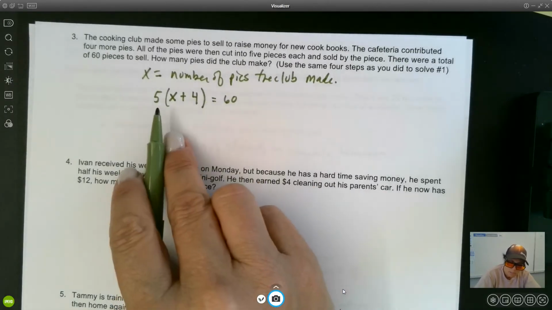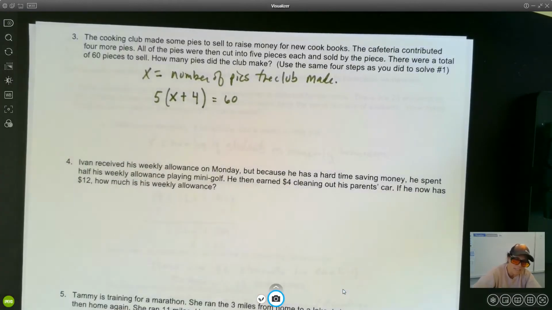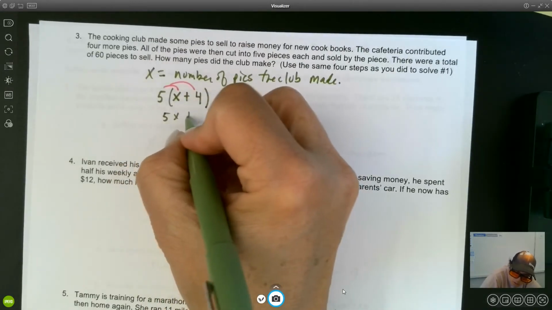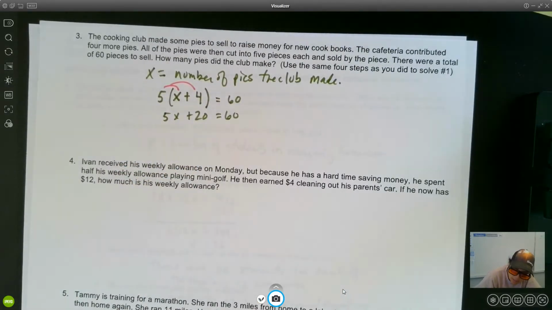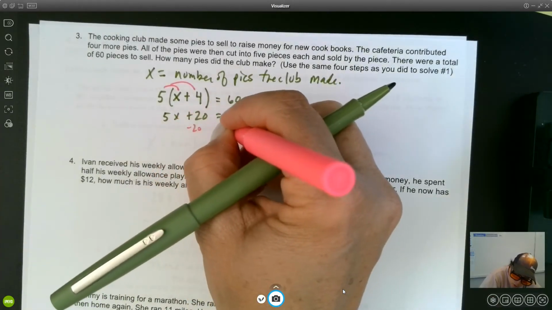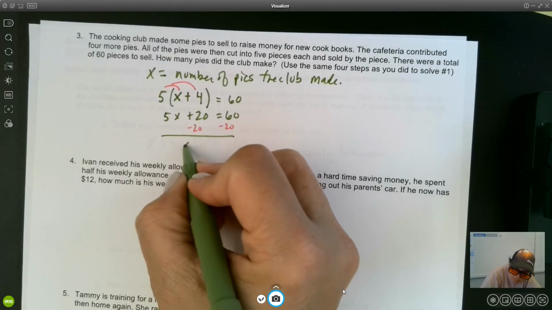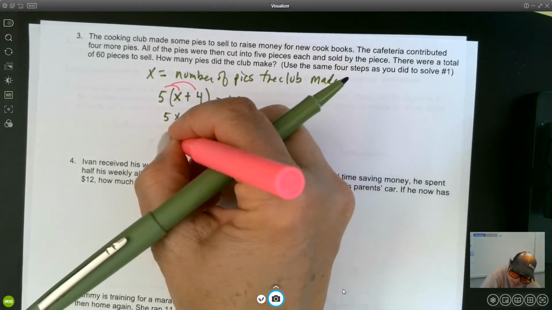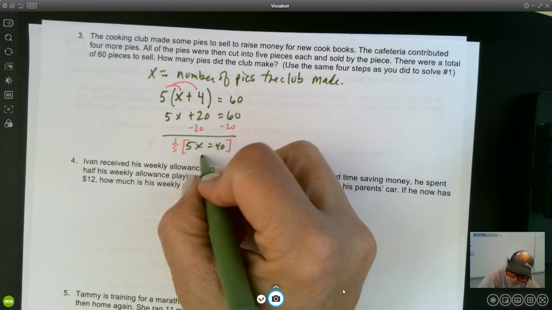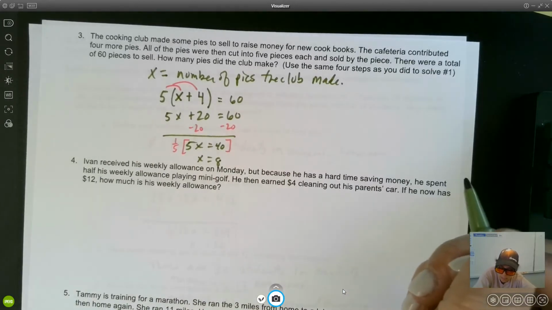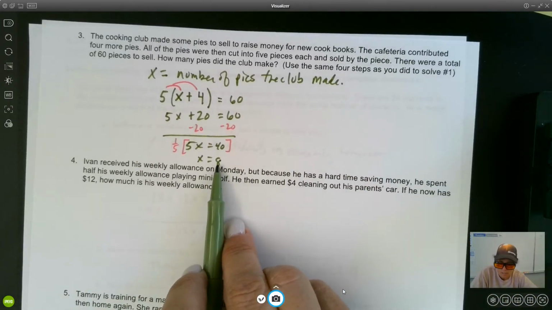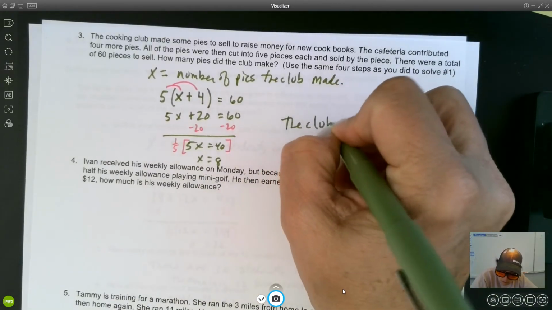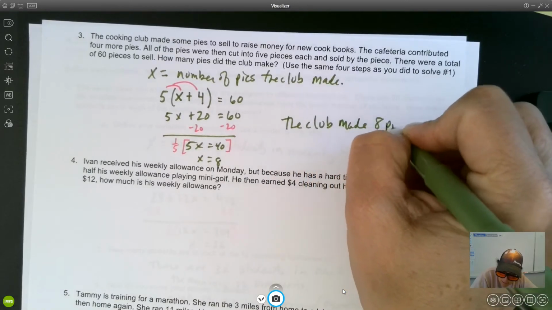All right, we could divide by 5 on both sides, but I think most kids would probably distribute. I'm going to go ahead and do it that way, since most kids would probably do it that way. Then there's 20 to subtract from both sides. If you take 1/5 of both sides or divide by 5, you're going to have 8. So the club made 8 pies. This answer is exactly what this says it was. So the club made 8 pies.